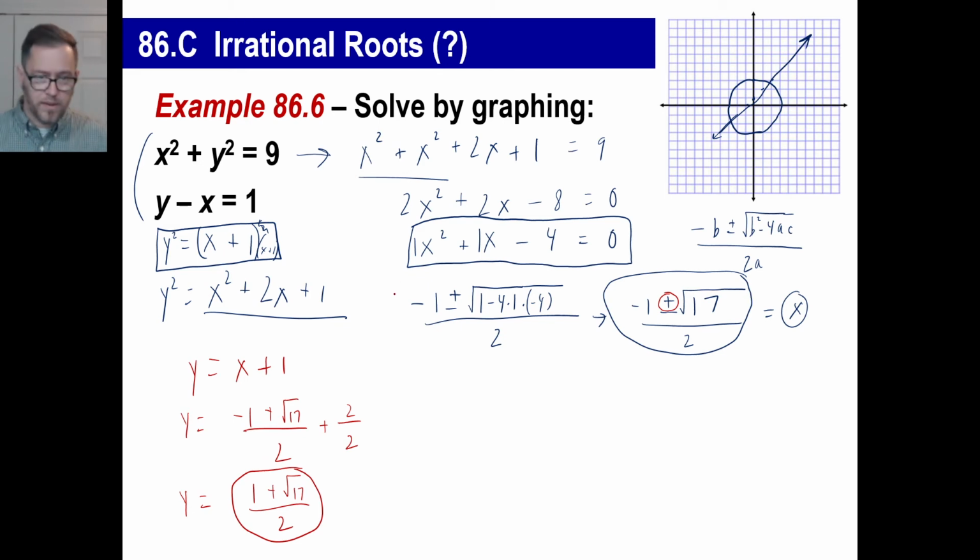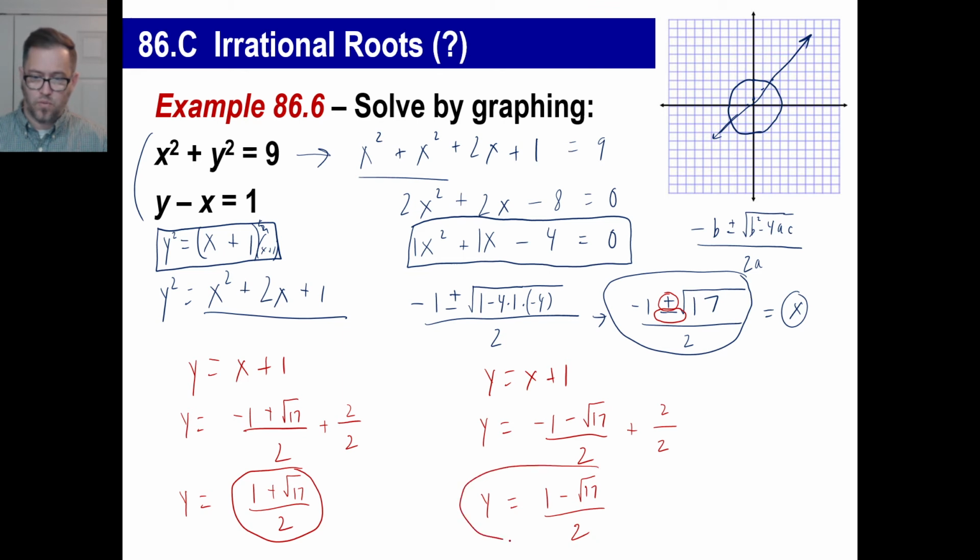For the other one, we're going to do exactly the same thing. Y is equal to x plus 1. This time, we're going to use the minus. You can probably already see what's going to happen here. We'll say y equals, this time, negative 1 minus the square root of 17 over 2 plus 1. I'm not going to write plus 1, I'll just write plus 2 over 2. And this will be a 2 minus a 1. That'll also give us a 1. But this time it's going to give us a minus square root of 17 over 2. And that is your y.